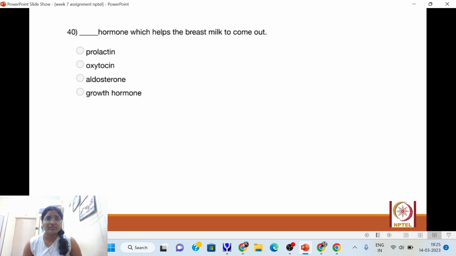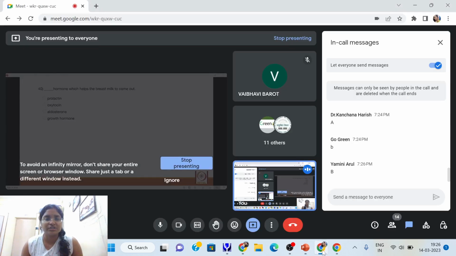Okay. Dash hormone which helps the breast milk to come out. Prolactin, oxytocin, aldosterone, growth hormone. We have already discussed this question. Just the framing of the question is different this time.